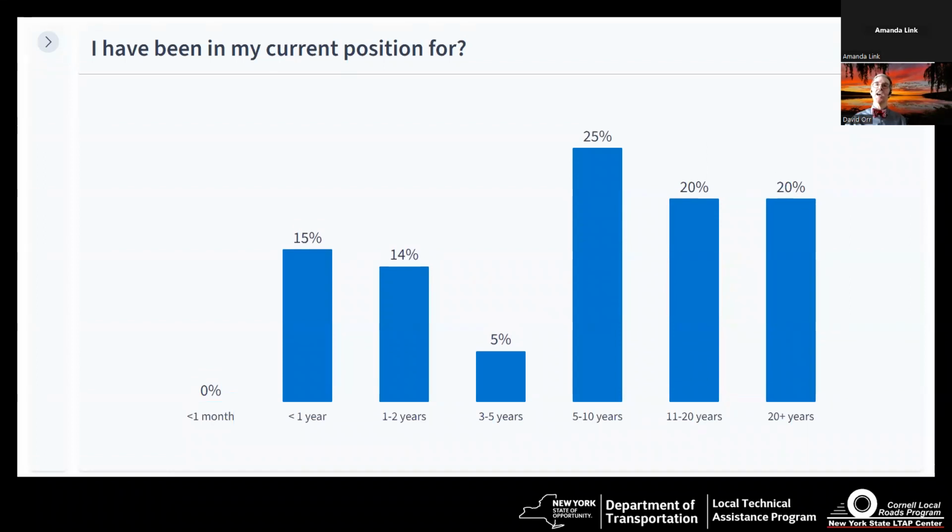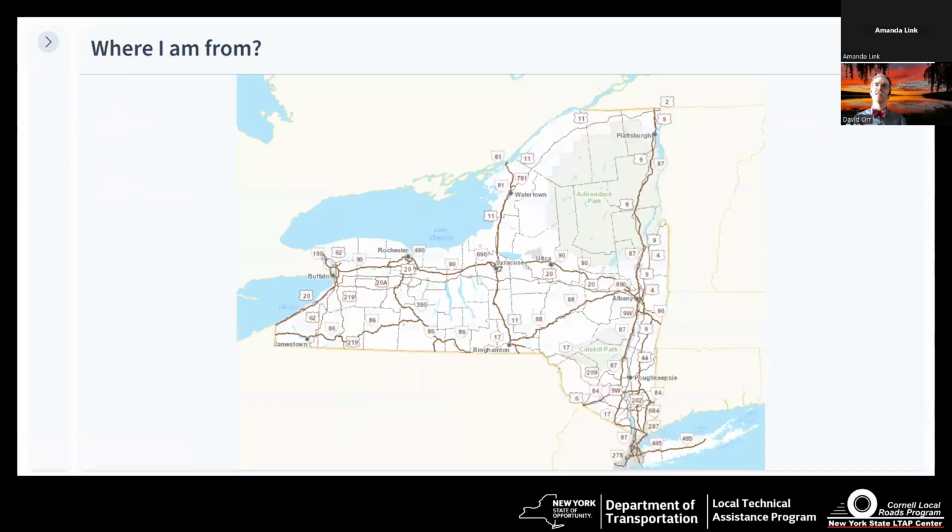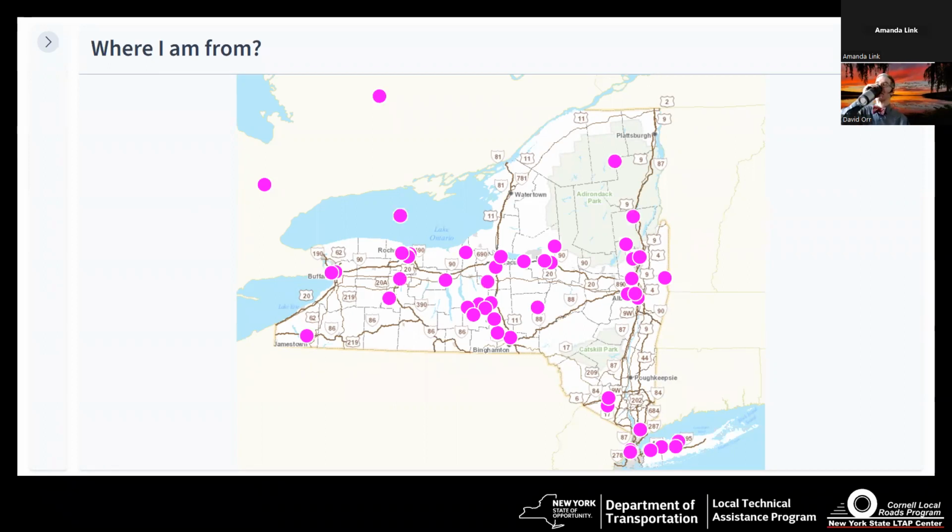Okay. And where are you from? Where in New York State? If you're outside New York State, put a dot closest to where you're going to be. And we'll see if the person who's on the boat in the lake is still here. A couple out of Ontario. That's cool. Oh, there's the person in the lake. There we go.